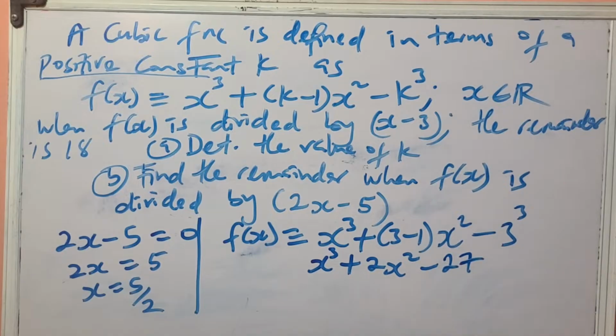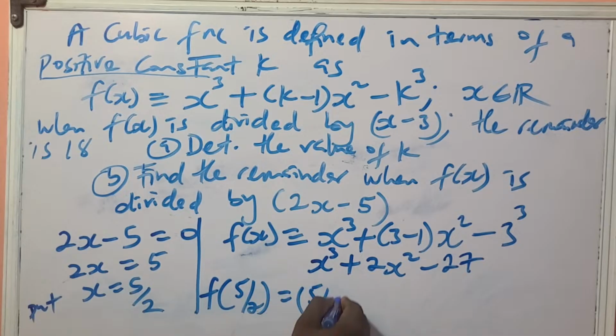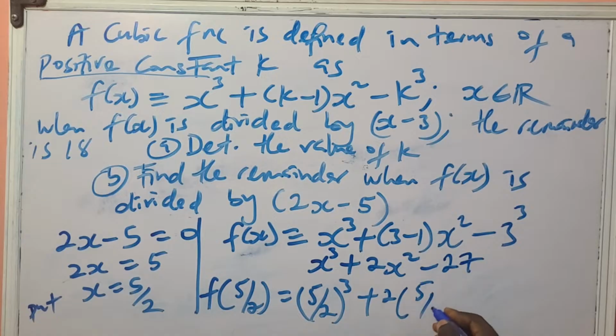For me to know the remainder when f of x is divided by what I have there, I will put x as 5/2. So that will be f of 5/2, which equals (5/2) cubed plus 2 times (5/2) squared minus 27. Of course, wherever you see x, you put 5/2. All right, having done this, you just need to go on to solve.